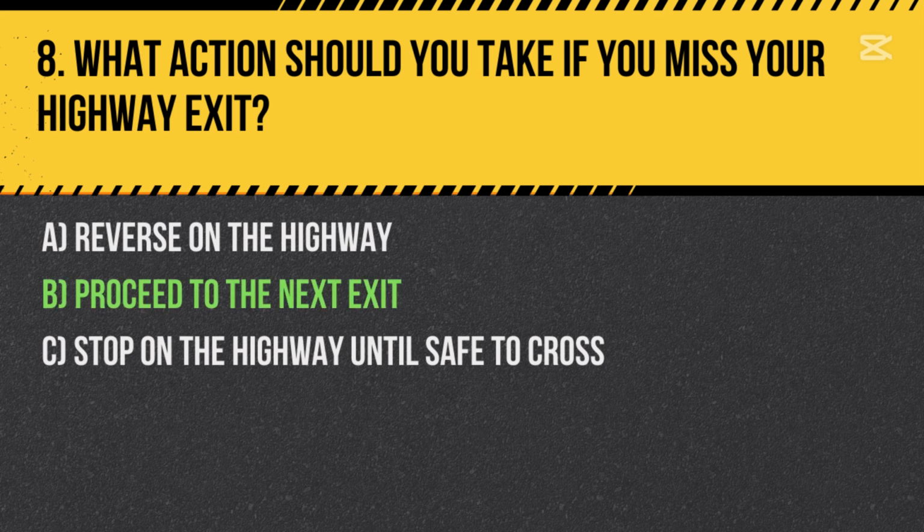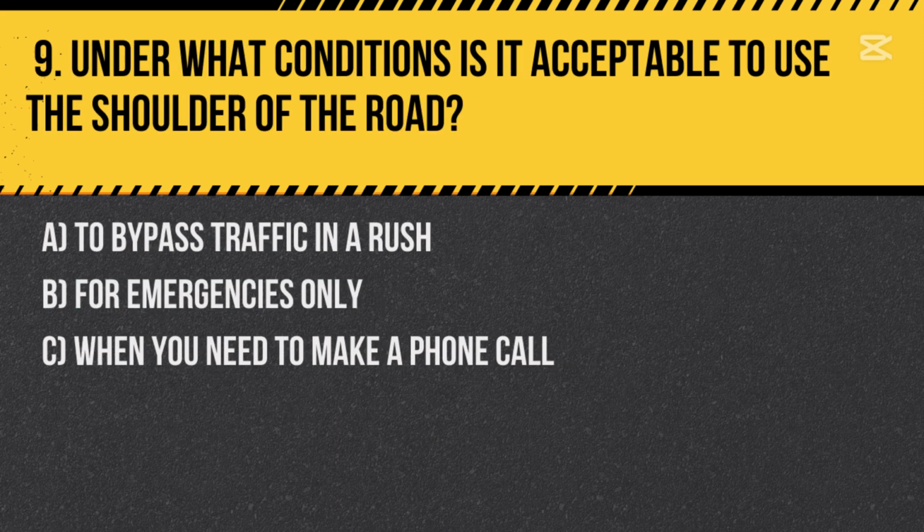Answer. B. Proceed to the next exit. It is safest to continue to the next exit rather than attempting to reverse or cross traffic. Question 9. Under what conditions is it acceptable to use the shoulder of the road? A. To bypass traffic in a rush. B. For emergencies only. C. When you need to make a phone call.